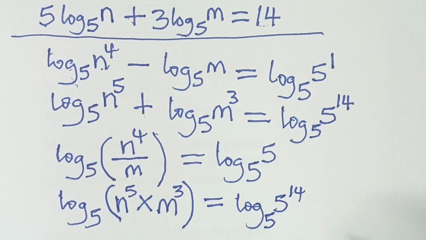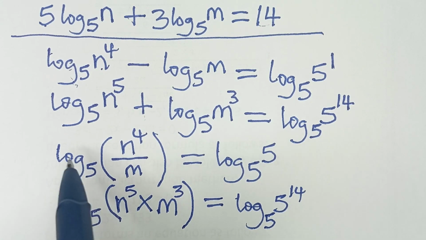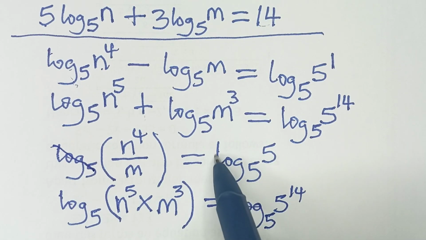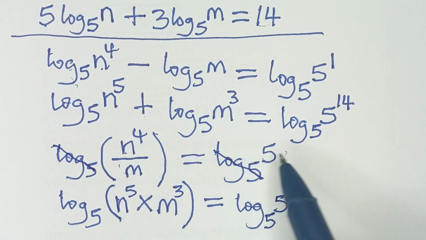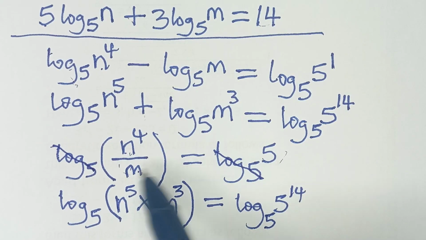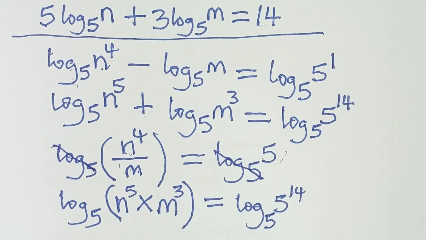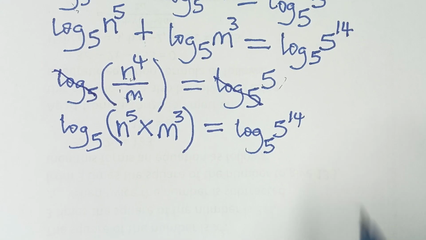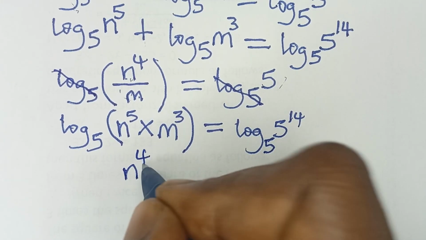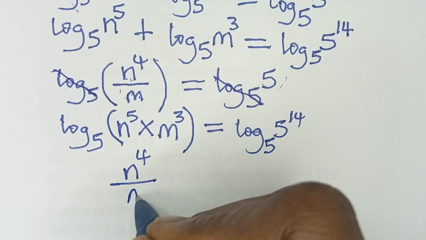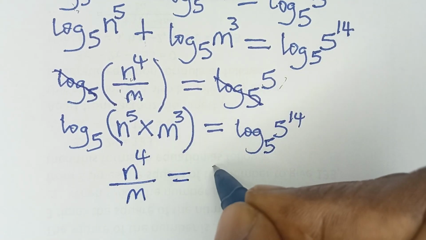So now that we have log base 5 here and we also have log base 5 here, it means that what we are taking their log of should be the same. So n raised to power 4 over m should be equal to 5. So that is what we are going to do next. So n raised to power 4 all divided by m is equal to 5.